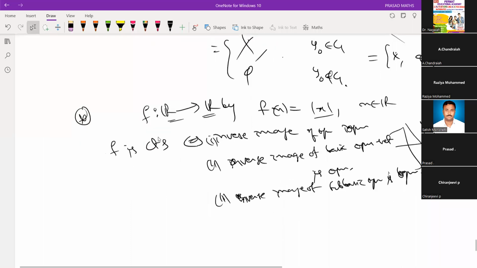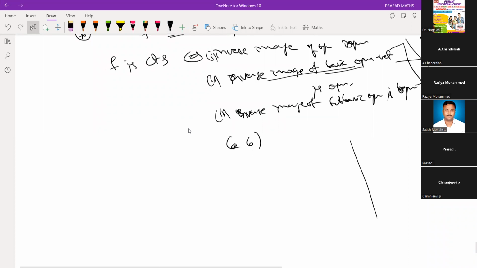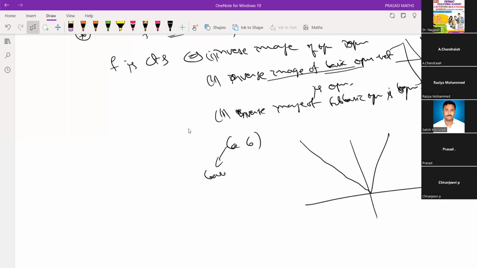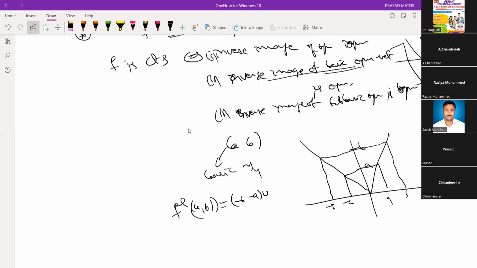So I'm going to check that the inverse image of a basic open set is open. What are the basic open sets in R? We've seen (a, b). (a, b) is a basic open set with respect to the usual topology. The question is, what are the inverse images? There are so many possibilities. Suppose you take a here, b here. What is the inverse image? This is minus a, this is minus b, this is b. So what is the inverse image? Anybody? The inverse image is (minus b, minus a) union (a, b).